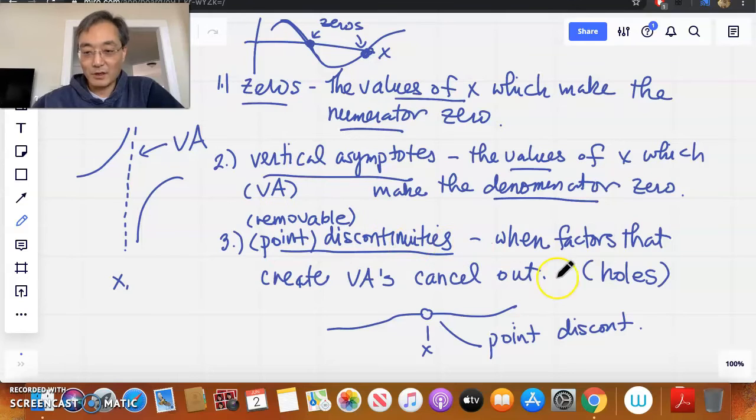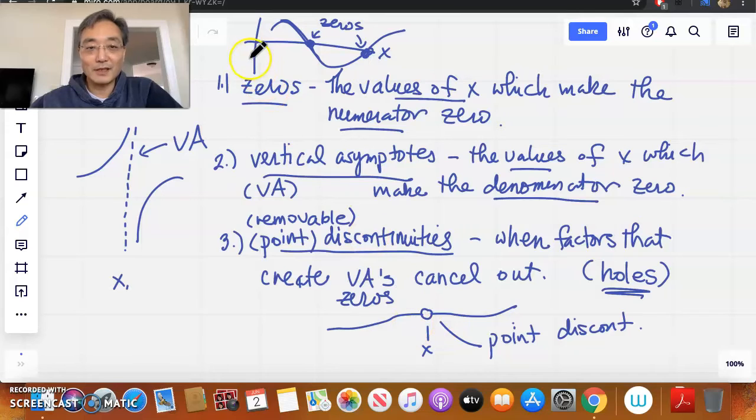In terms of the function, we have these when the factors that create vertical asymptotes and zeros cancel each other out. So in those instances, we're going to have what's called a removable or point discontinuity. Again, it's when you have factors in the numerator and denominator which were possible zeros and vertical asymptotes, and they cancel out. If that happens, we instead have what's called a removable discontinuity or hole. Okay, so now we know those three things.